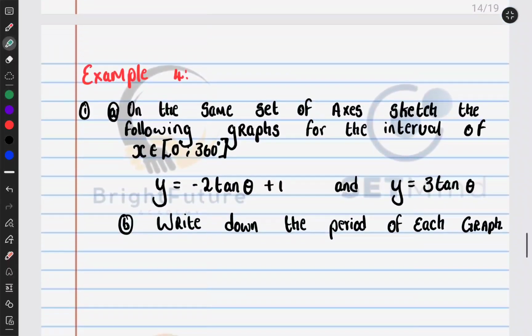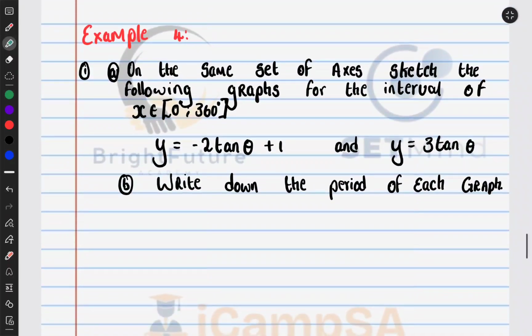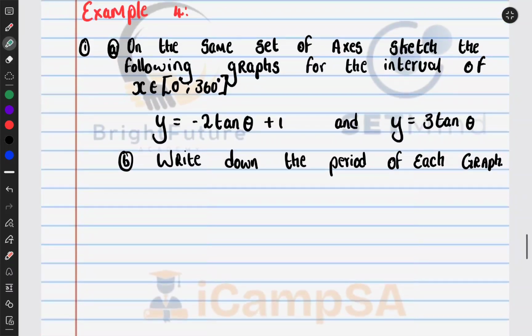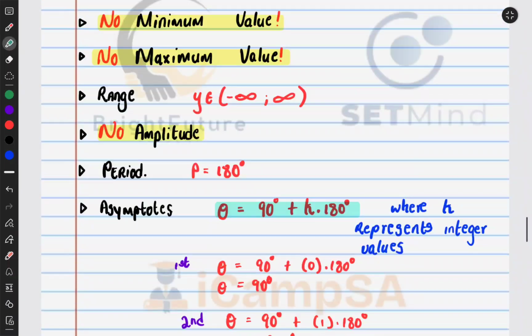Let's do an example to get familiar with how these functions look. For this one, on the same set of axes, sketch the following graphs for the interval of x, an element of 0 degrees to 360 degrees, so just for one revolution. Then write down the period of each graph. We don't have a minimum value or an amplitude, hence why they asked for the period.